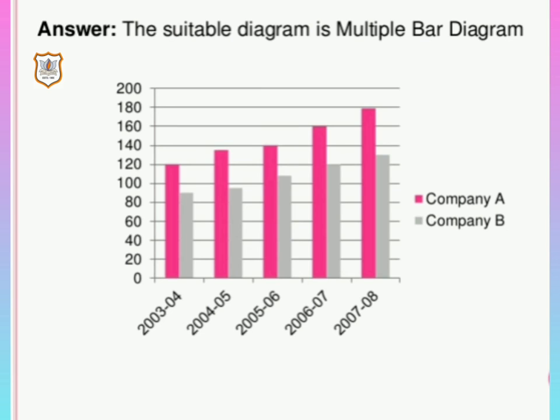So here we are done with the multiple bar diagram example. Sum number 3 of exercise 2.3 is your homework. It is just similar to this example. So do that sum, revise the topic, go through it.